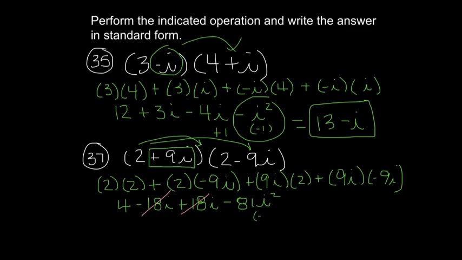The i squared is the same as negative 1, so I actually have 4. The minus 81 times negative 1 actually becomes a plus 81. So I actually end up with 4 plus 81, which is 85. So taking a number times its conjugate eliminates those imaginary components and leaves you with just your real component, which in this case is a positive 85.